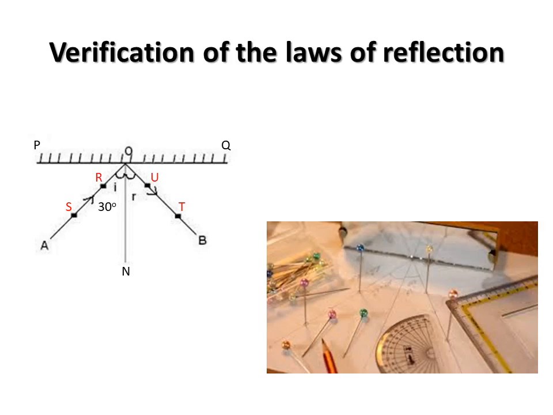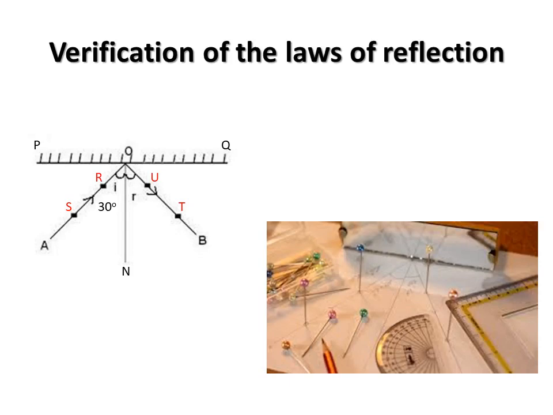Draw a perpendicular ON to PQ at the point O. Then draw ray AO making an angle of 30° with ON. Fix two pins S and R along AO. Fix the mirror to the stand and place it along PQ perpendicular to the drawing board. As shown in the second figure, you can fix the pins.